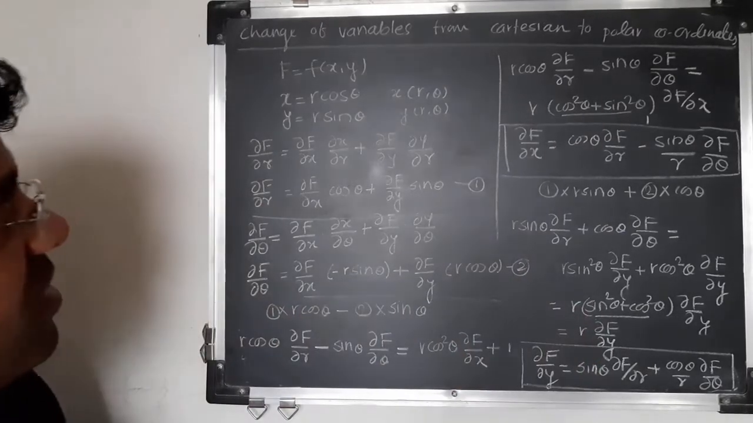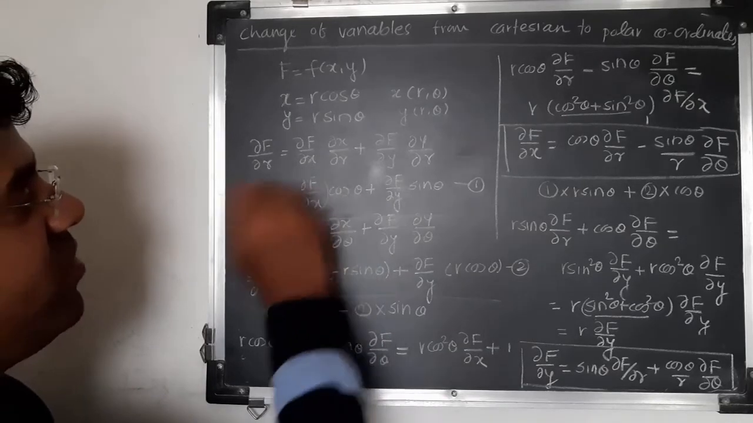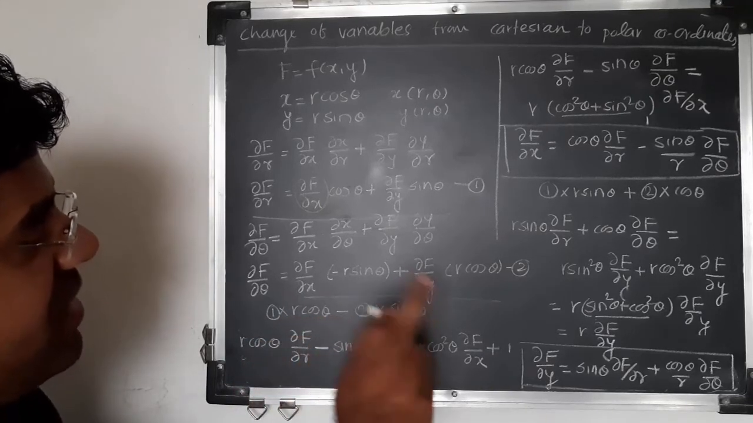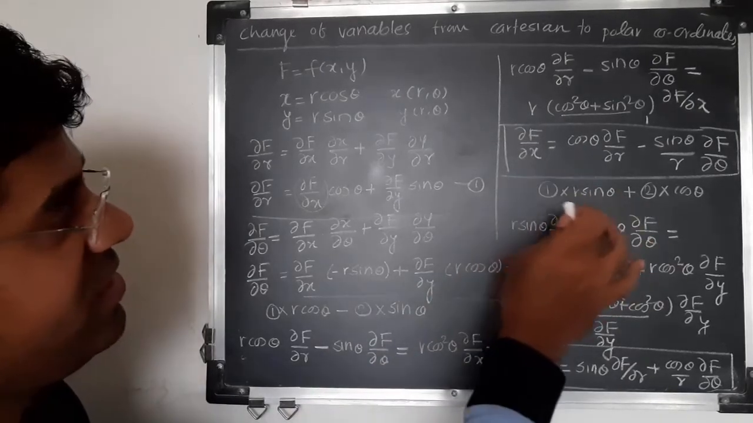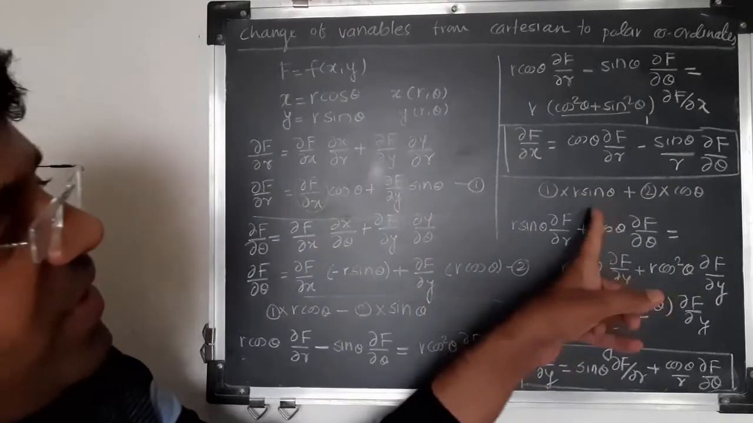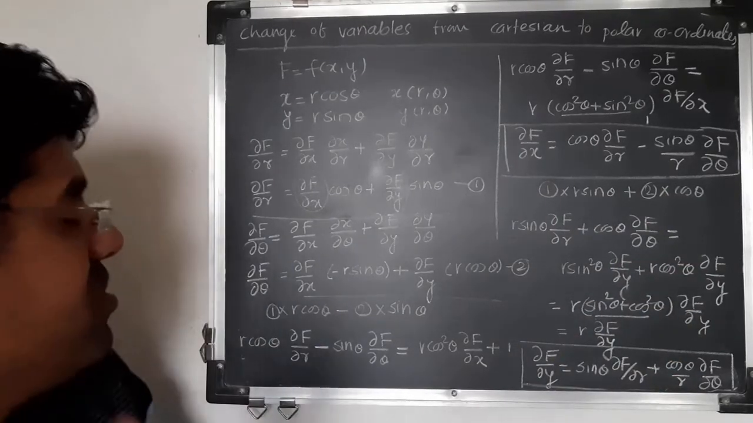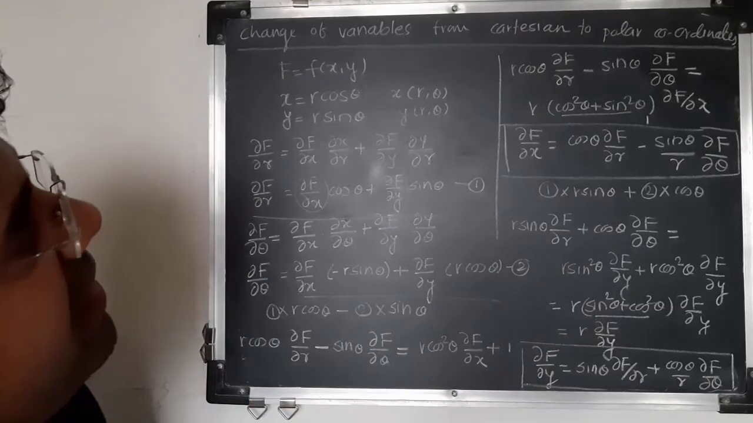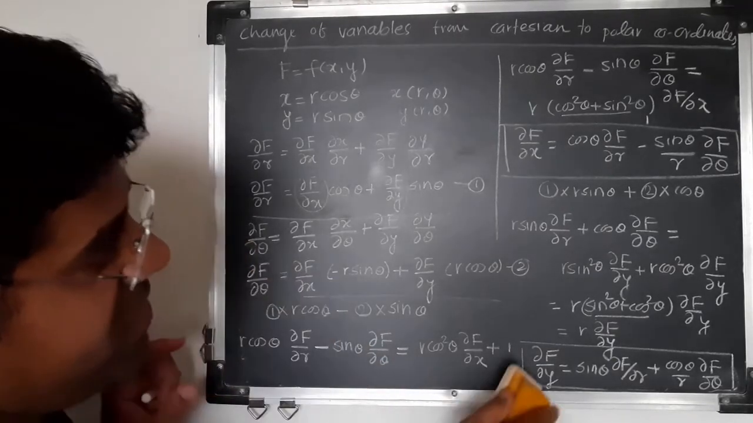My aim is to find the partial differentiation with respect to the Cartesian variables. For that purpose I multiplied equation 1 with r cos theta minus r sin theta, subtracted, and got this equation. The second aim is to find ∂f/∂y, for that purpose we took this and you will get this equation. I will take one problem to show how we can do that, so that you will understand. Please remember these two equations.